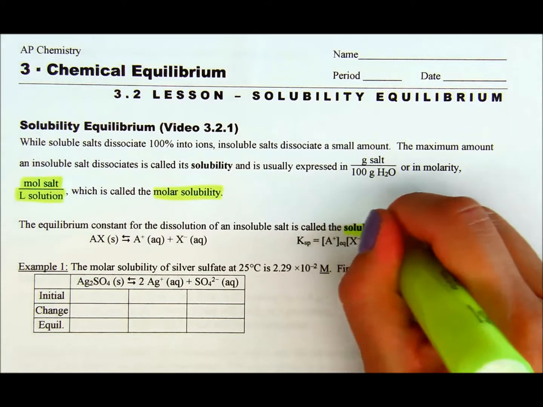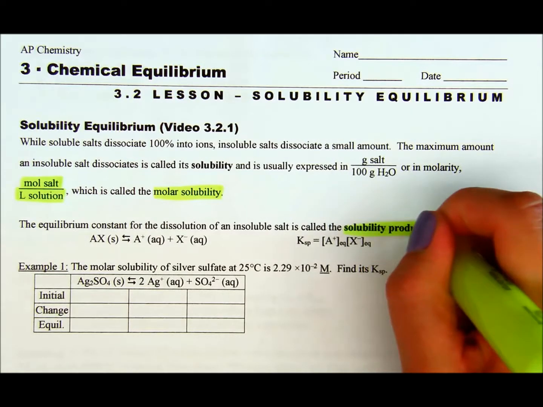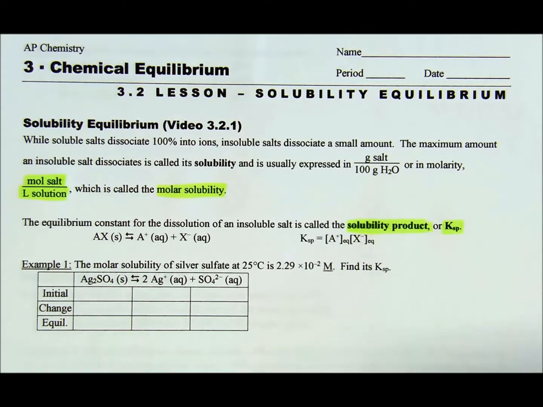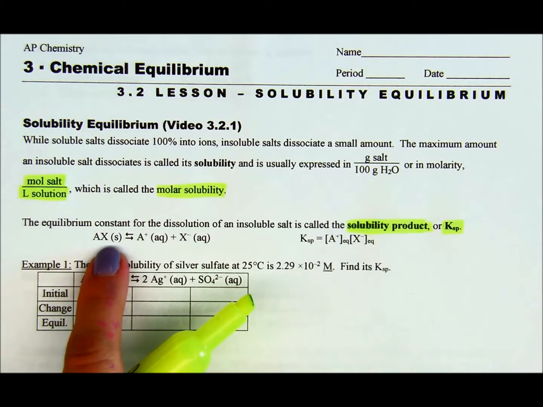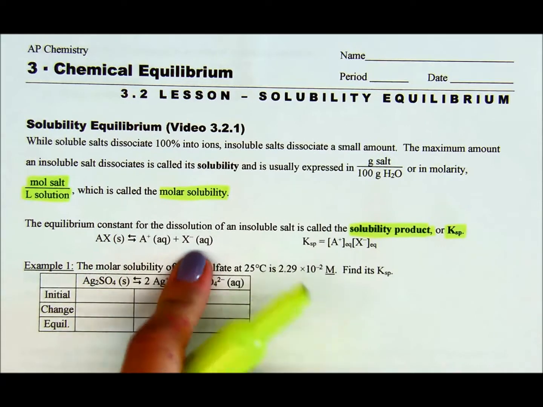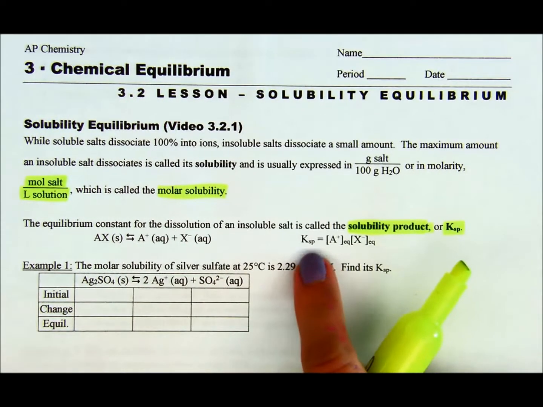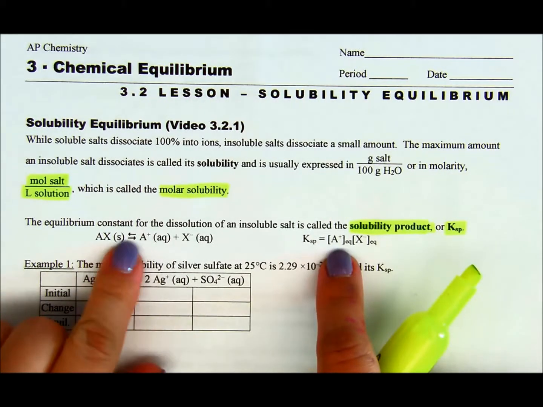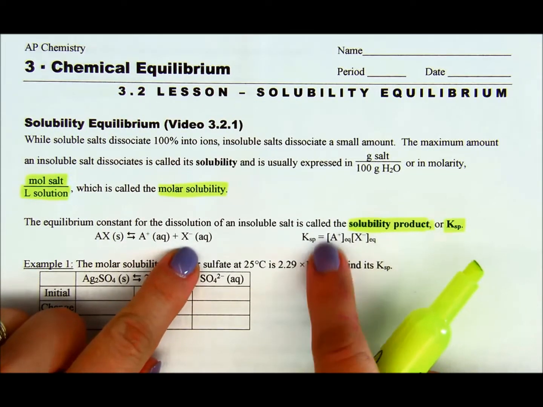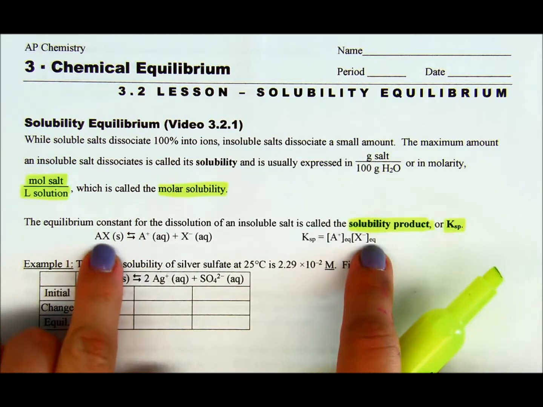So the equilibrium constant for the dissociation of an insoluble salt is called the solubility product, or KSP. So we have another K here, and it's related to the molar concentration of our products in this case. Here we have some insoluble salt, AX, and that's a solid, in equilibrium with the 2 ions that it dissociates into, A plus and X minus. Our KSP would be equal to the concentration of A plus times the concentration of X minus. That's just the amount of ions that came off of this solid.